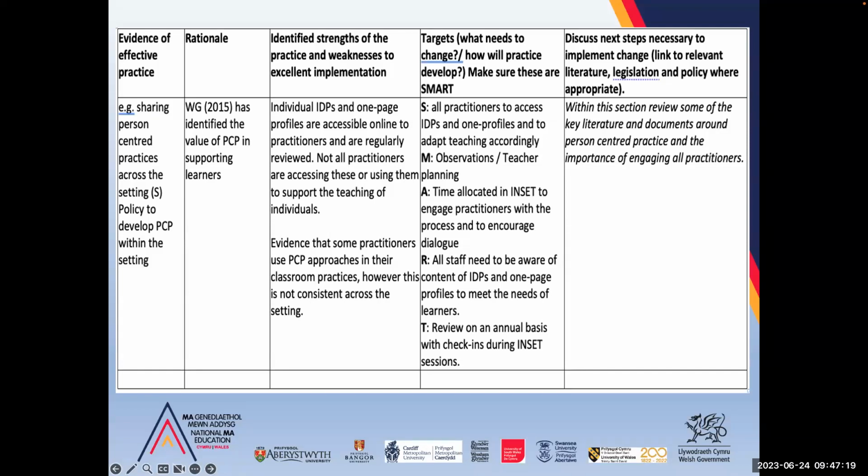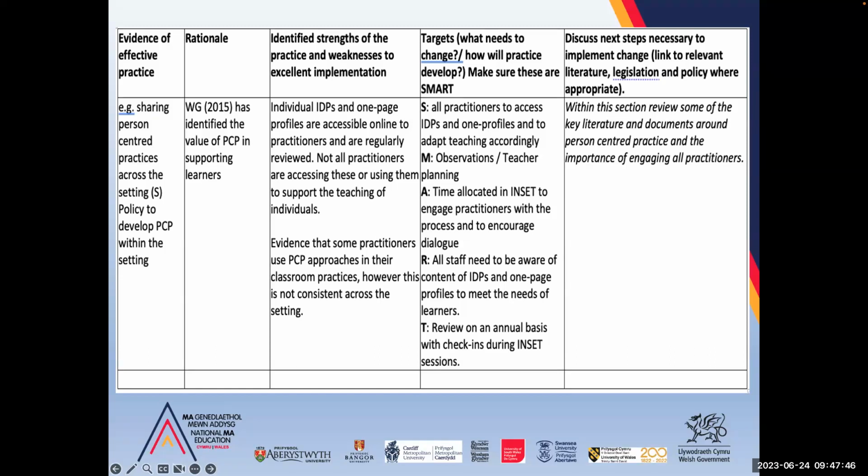So how you're going to measure that. You might measure it with observations, looking at teacher planning. You might want to add to that, it could be discussion. You might want to group teachers so that they've got a focus on this, and that they work together to develop a more holistic approach to person-centered planning. You can think of many ideas, I'm sure.